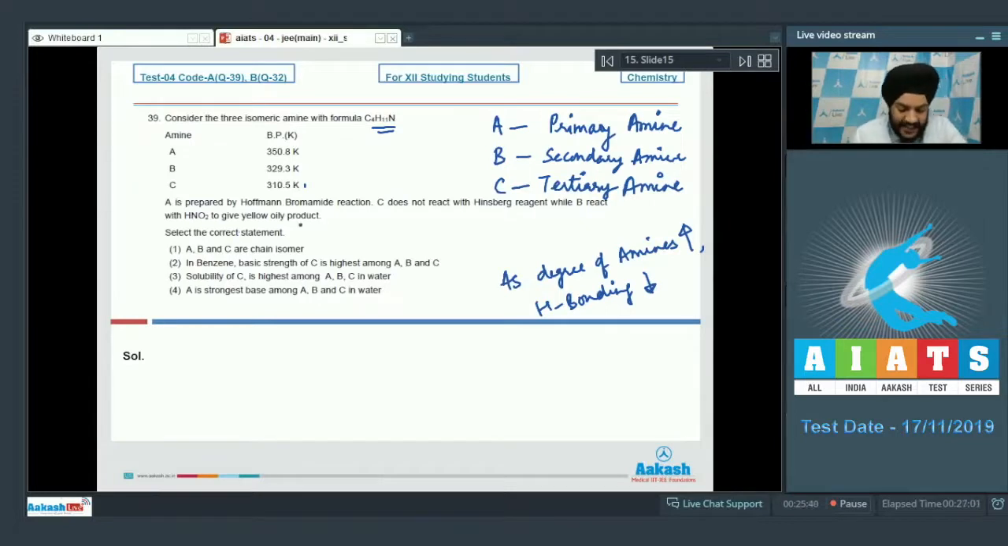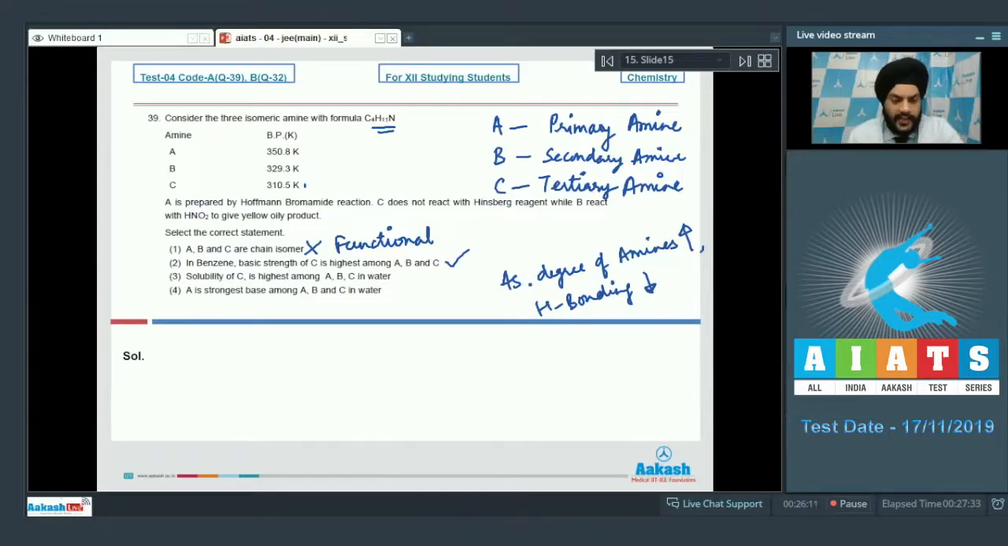Option 1, it says A, B and C are chain isomers. This is not correct, students. These are primary, secondary and tertiary amines. These are functional isomers in nature. Okay. If we talk about the second option now, in benzene, the basic strength of C is highest among A, B and C. So this is correct, students. In benzene, there is no solvation of amines and the basic strength of the tertiary amine will be the greatest because of the inductive effect.